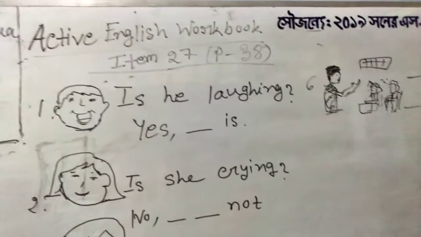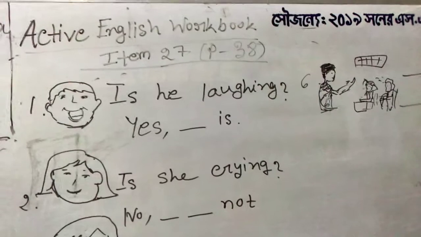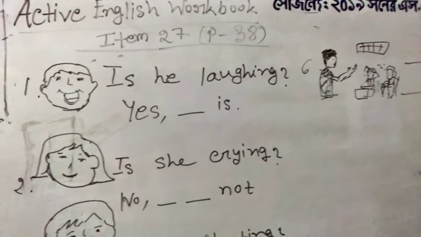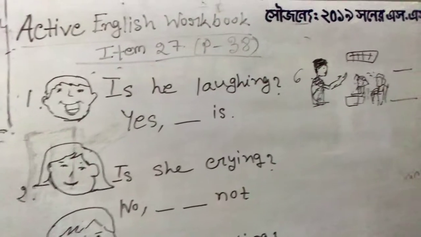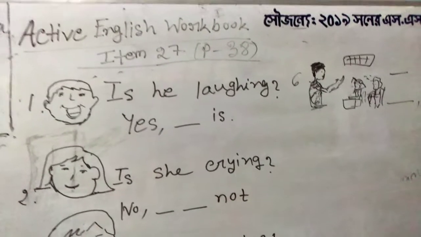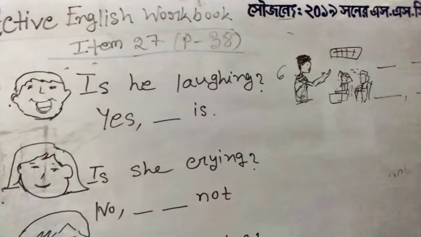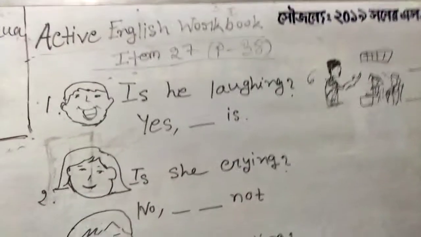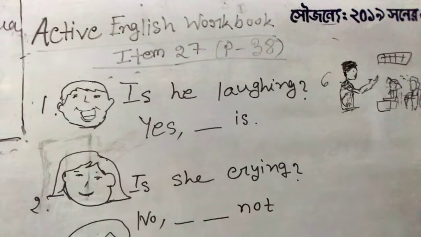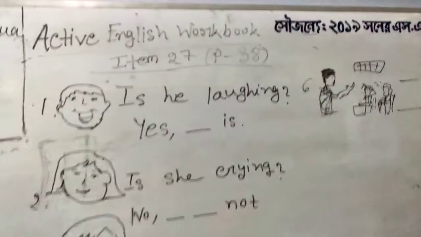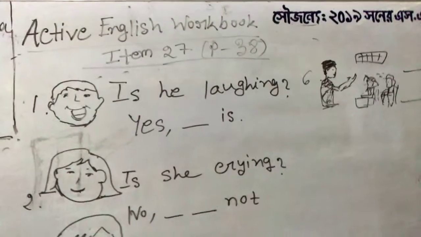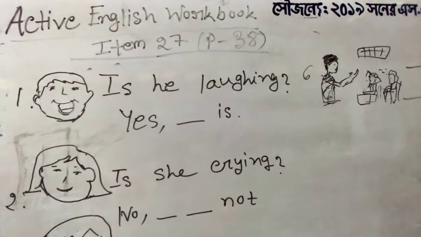So here in the book, for your comfort, I would like to ask you to go through item number 27. More specifically it is page number 38. I repeat, more specifically it is item number 27, and the page is 38. It is from your Active English workbook. So here some of the pictures are given.